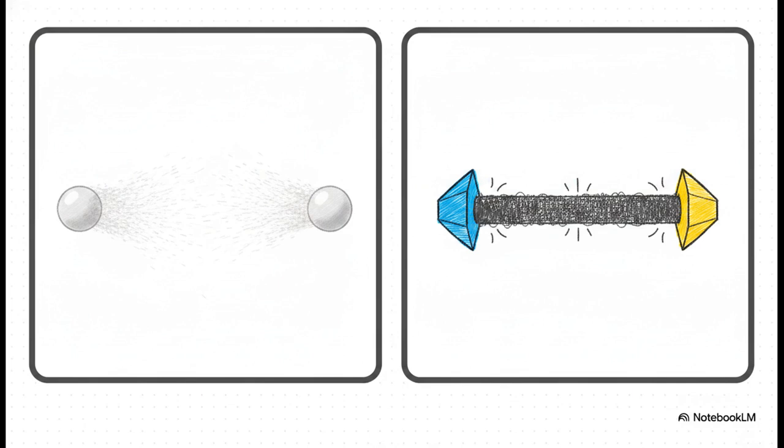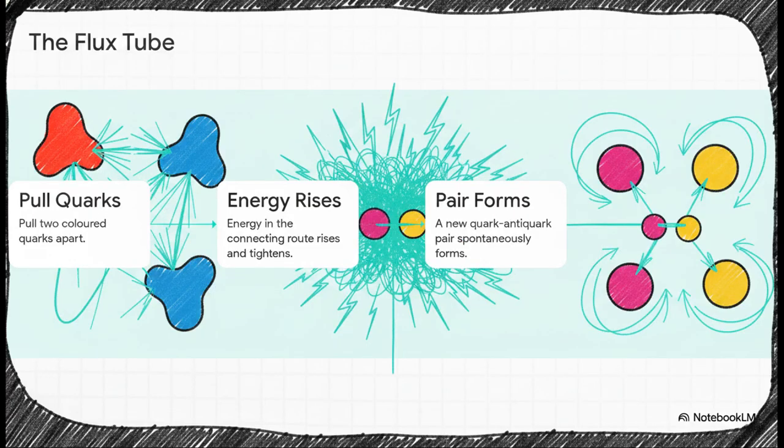It does the exact opposite. As you pull quarks apart, the strong field does not thin out. It concentrates. It stores the energy being applied, and it tightens, almost like a stretched rubber band. The further apart they get, the more the tension builds. Let's walk through this process, which is known as the flux tube, step by step.